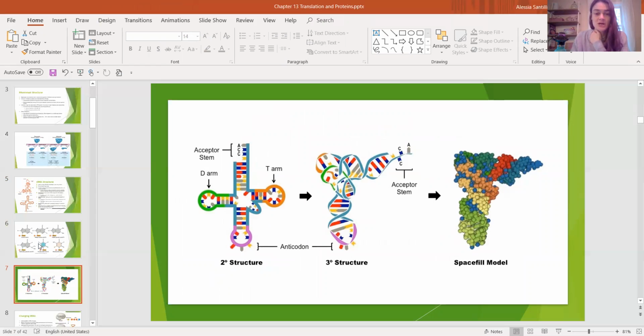Okay, here you can see the different kinds of structure: the secondary structure, that 2D one plane model, and then the actual tertiary structure, or the 3D configuration of the tRNA.